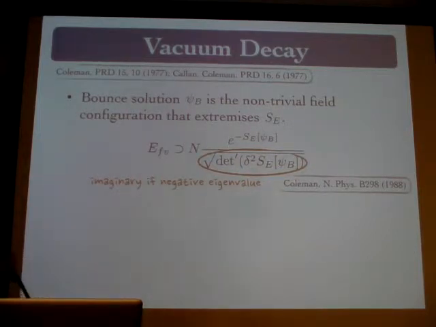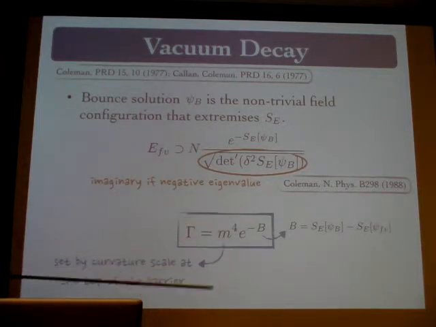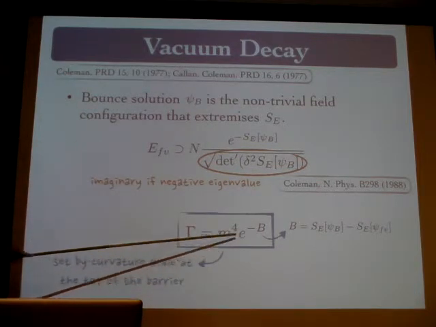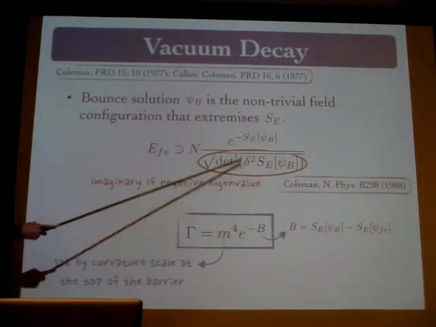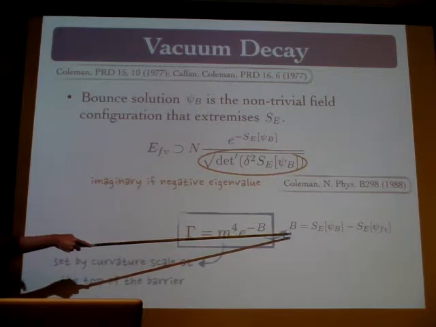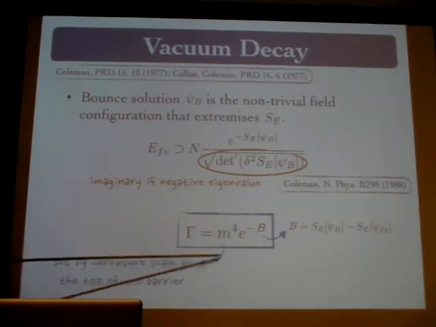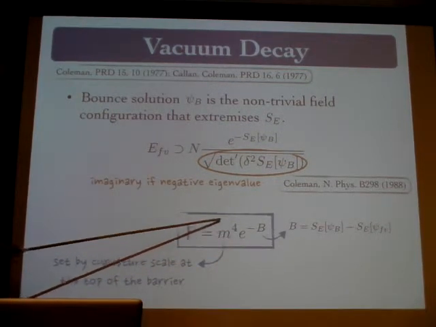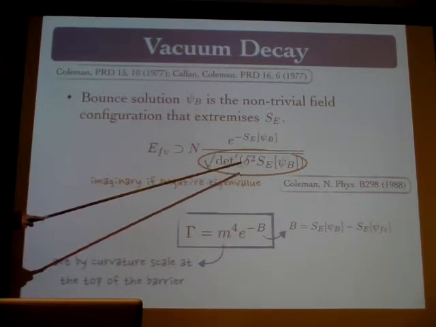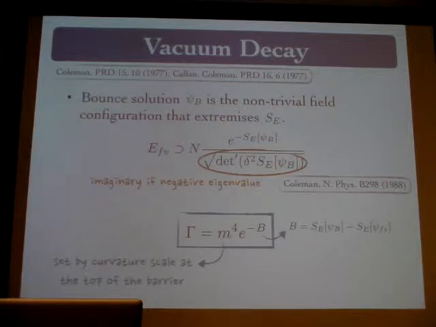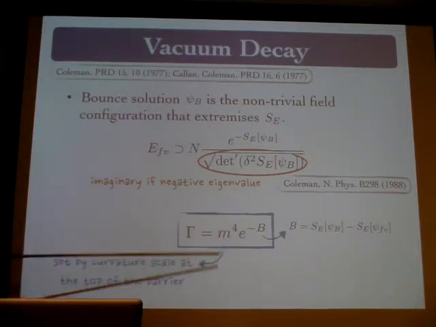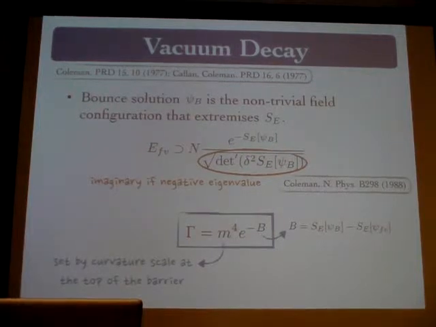So basically at the end, this is how you compute the decay rate. In the end, it's just given by, as I said, it depends exponentially on what the value of the action is at the bounce solution. And then there is some mass to the 4 scale in front, which basically depends on what the value of this determinant is. But basically, the scale that sets this mass is just the curvature scale of the potential around the barrier.